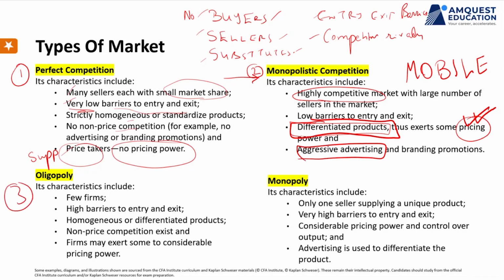Okay, in the order is oligopoly. Oligopoly is even few suppliers. Monopolistic is 10 to 12 suppliers. Oligopoly is only 3 to 4 suppliers. Few firms. Hardly 3 to 4 suppliers. Right? And why only 3 to 4? Because the barriers are high. The barriers are high to enter and exit.